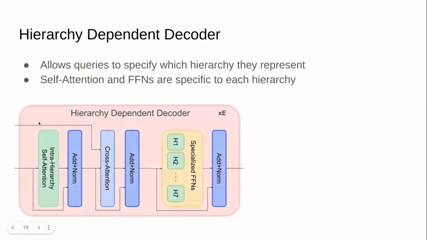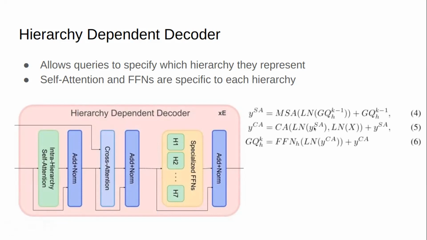So if we look a little bit closer, when the queries come in here, during the intra-hierarchy self-attention step, only the queries that are looking at hierarchy 1 will perform self-attention among themselves, and then the queries that are responsible for hierarchy 2 will perform self-attention among themselves, without any crossing between hierarchies. The same is true for the feed-forward network stage. All of the queries for hierarchy 1 are passed through their own feed-forward network, and all the queries for hierarchy 2 are passed through their own network, and so on. Here we see the main difference in the equations for this dependent decoder is that each geographic query is denoted by the hierarchy that they represent.